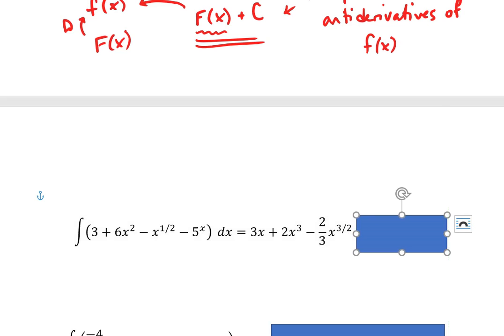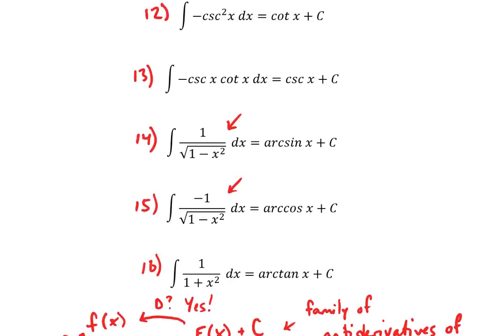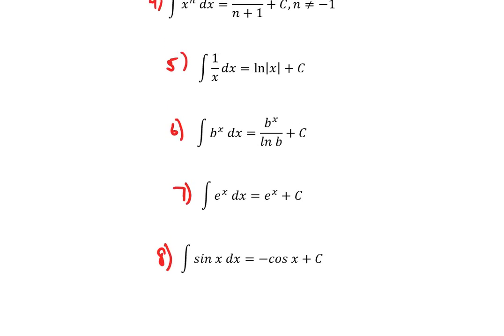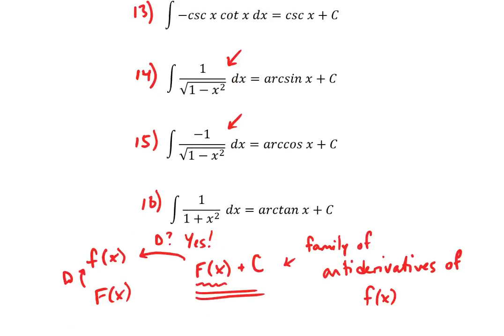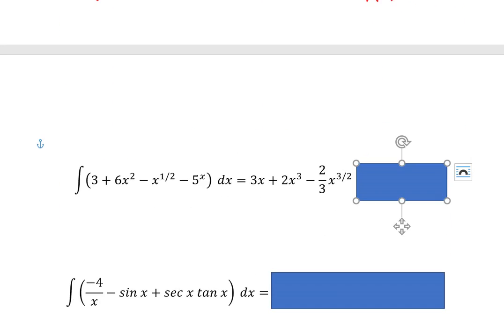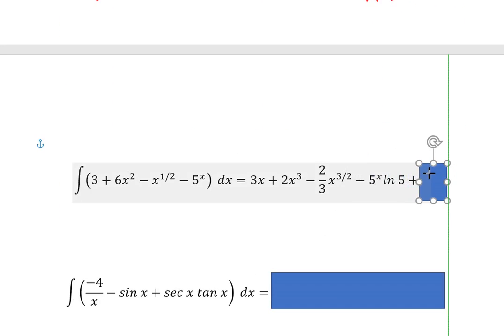And then we have minus 5 raised to the power x. This is going back to the integral of an exponential function, property number 6 here. Our base value in this case is 5. So making that substitution, we get 5 to the x divided by the natural log of 5, plus c.